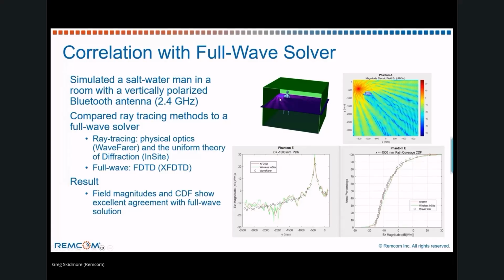So we'll do a little comparison in a small environment, looking at a full wave solver, looking at scattering, in this case, shadowing from a person, and then comparing to the ray tracing. And this shows some comparisons between a few different ray tracing engines that we have, and shows that we're getting good correlation both in the individual field values and the CDFs of those values.